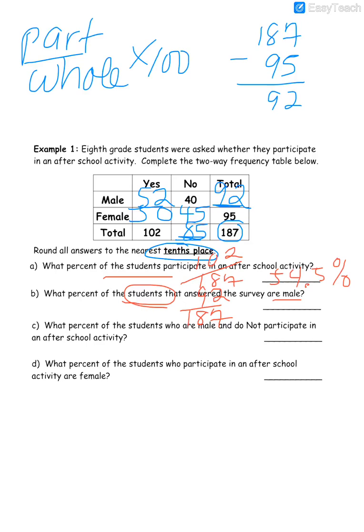So currently on my screen, I have 49.19786, and if I rounded that to the nearest tenths place, you should have gotten 49.2%.